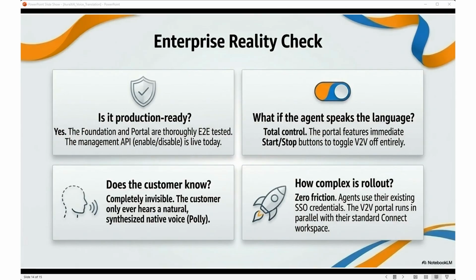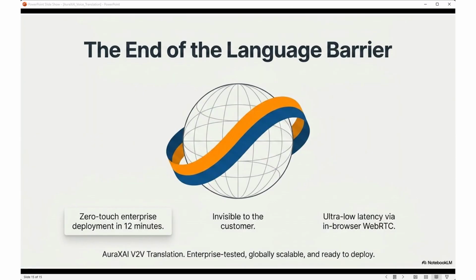Finally, how complex is the build out? There's actually zero friction. Agents use their existing SSO credentials. The V2V portal runs in parallel with their standard Connect workspace. In summary, with this solution, we are getting very close to no language barriers. Without further ado, let's look at the solution in action.